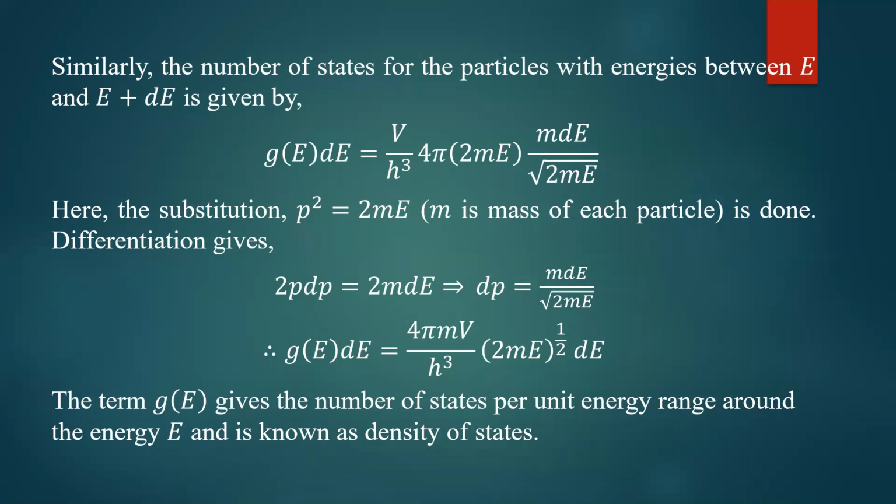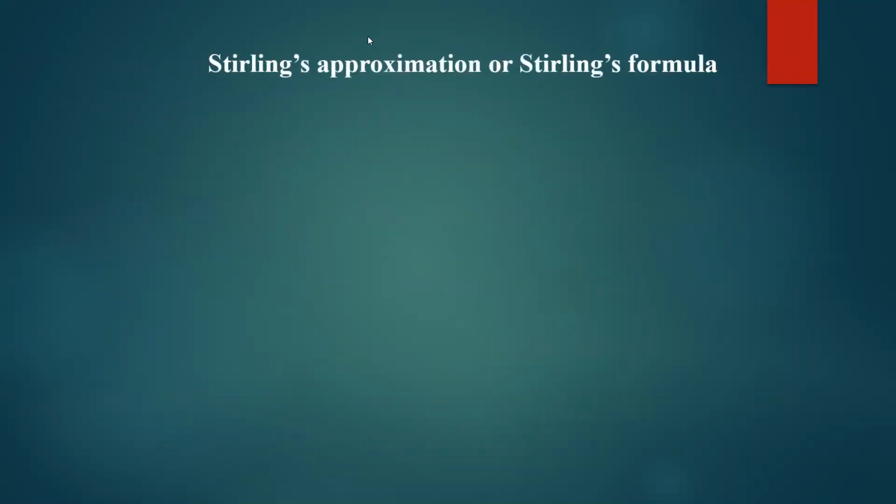In general, the density of state is given by V divided by h to the power f, where h has the dimension of angular momentum. Just remember this, it is necessary to understand the application of the Maxwell-Boltzmann distribution function. I have not discussed the derivation, just the final result. So just remember the final result of the density of state in momentum space and energy space. We'll move further.